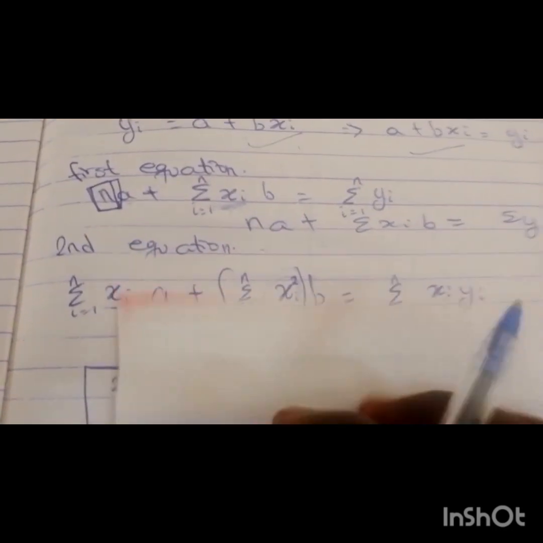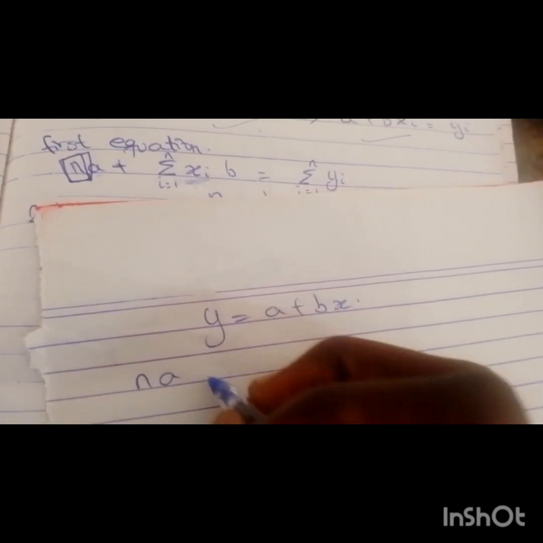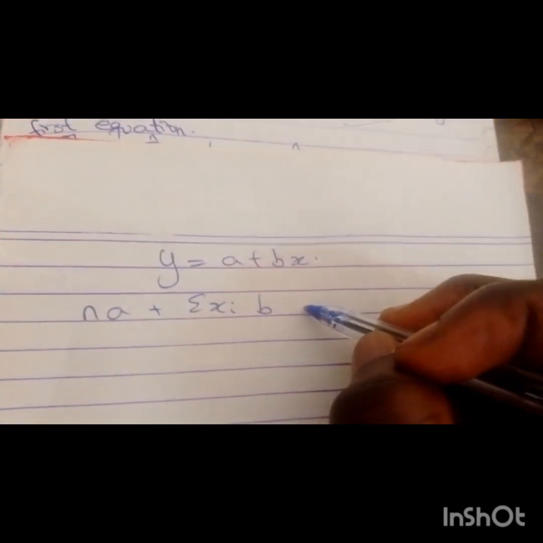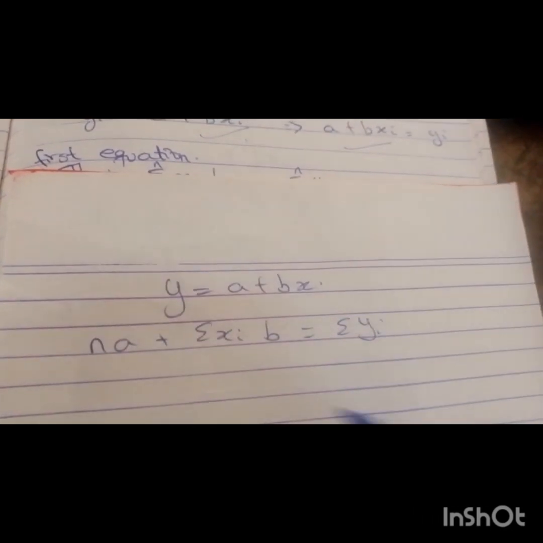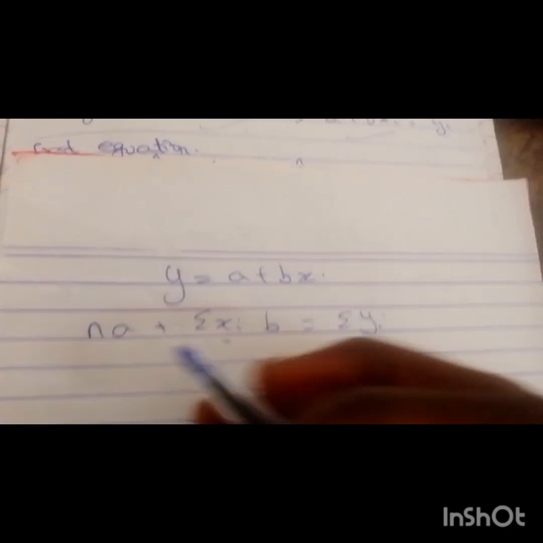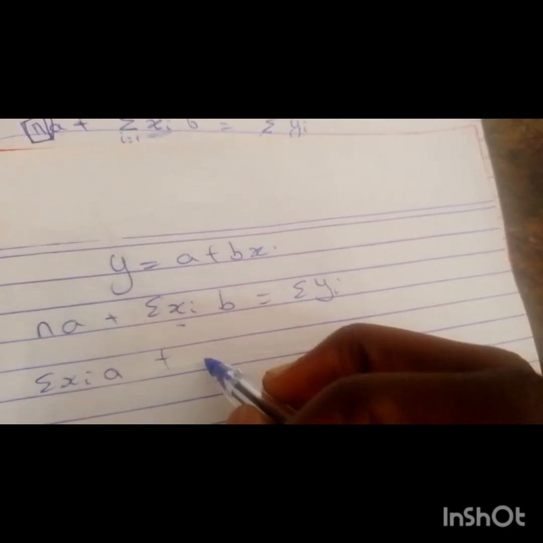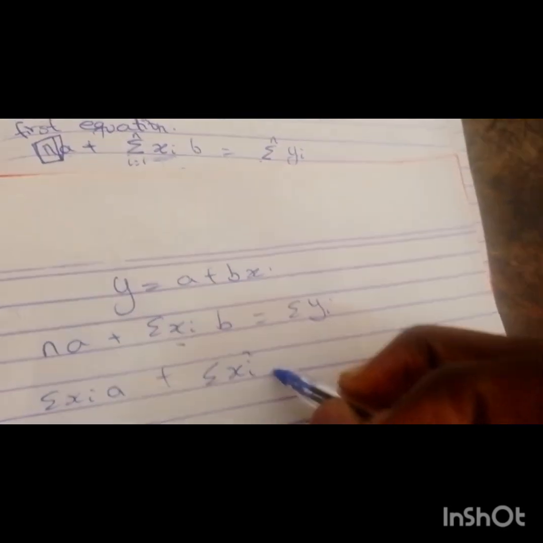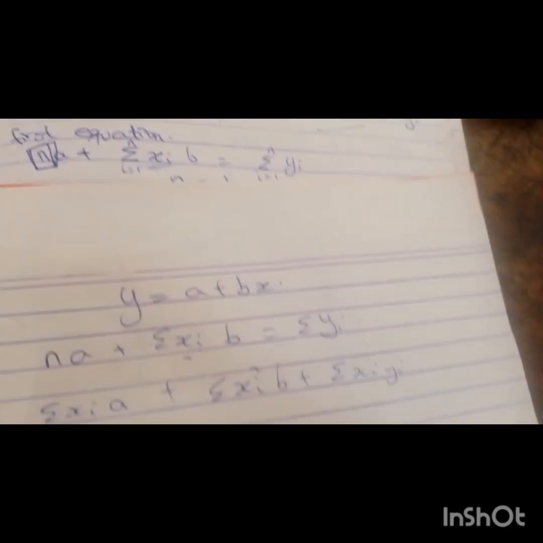Then we have to find the first equation. So the first equation will be na plus summation of xi b equal to summation of yi. This is equation 1. Now for equation 2, multiply the xi through. So we have summation of xi a plus summation of xi squared b equal to summation of xi yi.